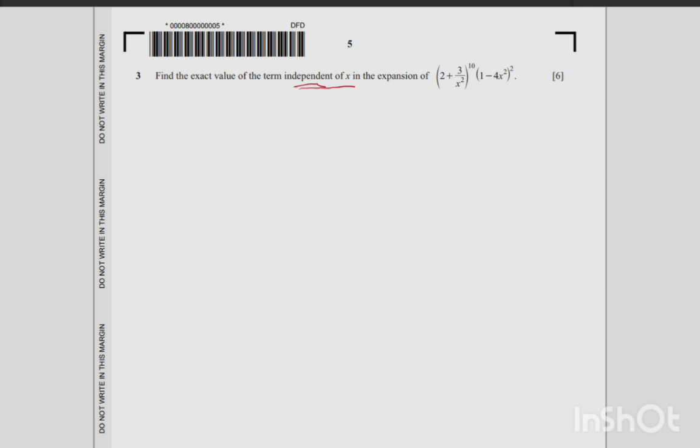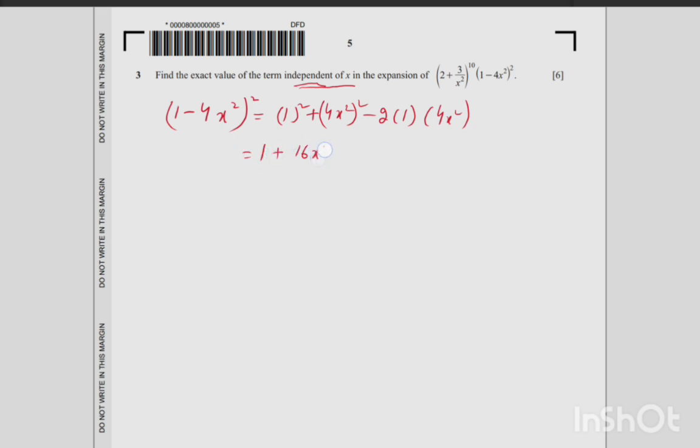Only the constant term. First of all, (1 - 4x²)². Dear friend, we have 1² + (4x²)² - 2 × 1 × 4x². So 1 + 16x⁴ - 8x². By using ascending order, 1 - 8x² + 16x⁴.